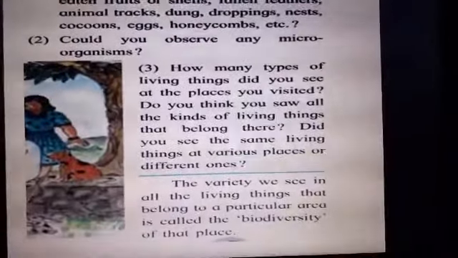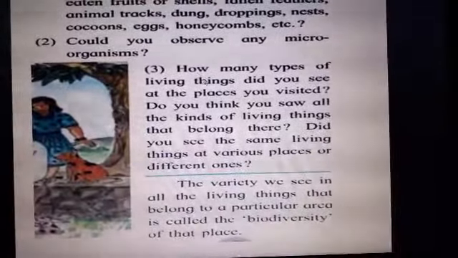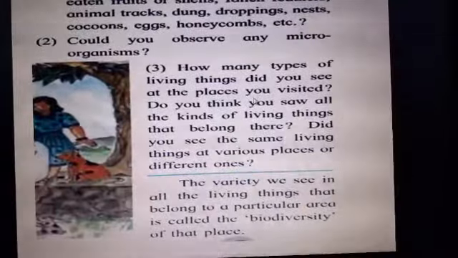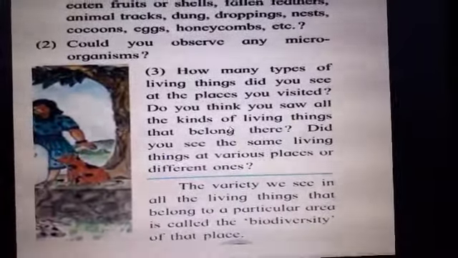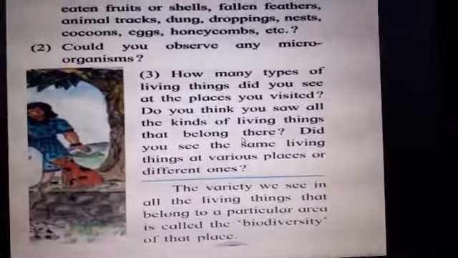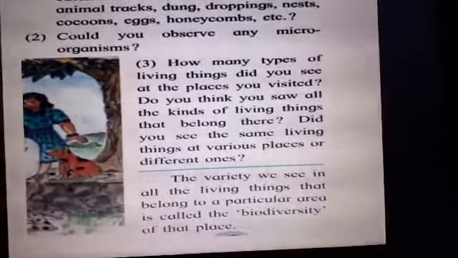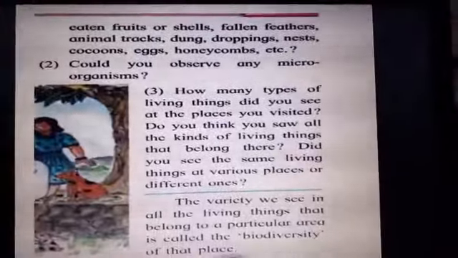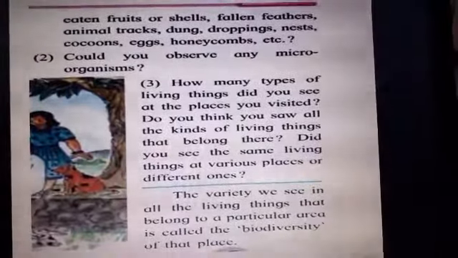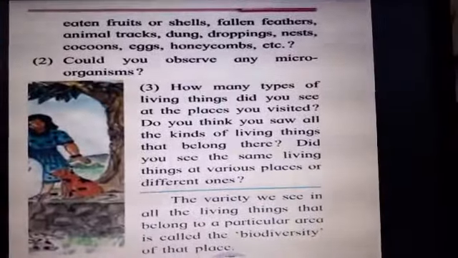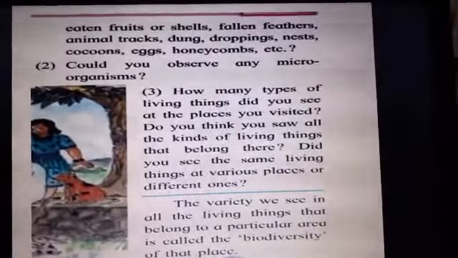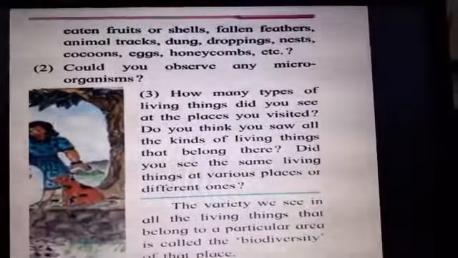Okay. Then how many types of living things did you see at the places you visited? Do you think you saw all the kinds of living things that belong there? Wherever you are going, how many types of living things have you seen over there? Or do you think you saw all the kinds of living things that belong there? क्या तुमने सारी चीज़ देखी वहाँ पे जो तुमको दिखाई दी वहाँ पे? क्या तुमको सब विजिबल था?